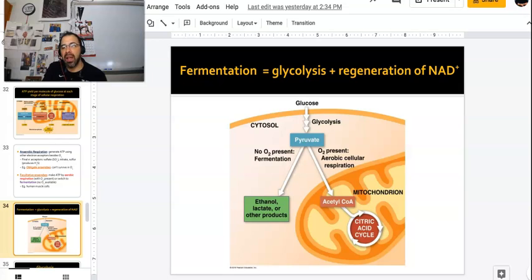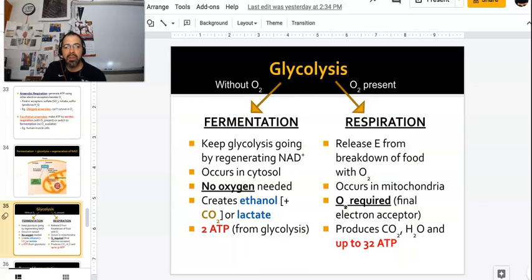That's the process where you do glycolysis and regenerate NAD+. And so when no oxygen is present, you go into fermentation. If there's oxygen present, you go into cell respiration. So without oxygen, with oxygen, again, there's your fermentation, there's your respiration. And I'll have an image for us to fill in.